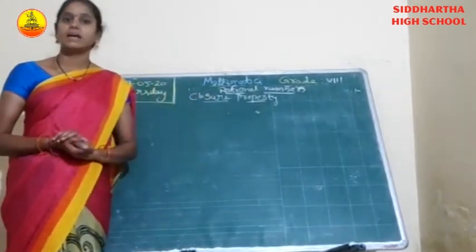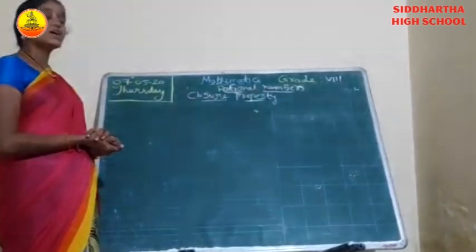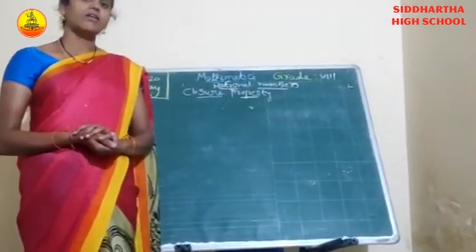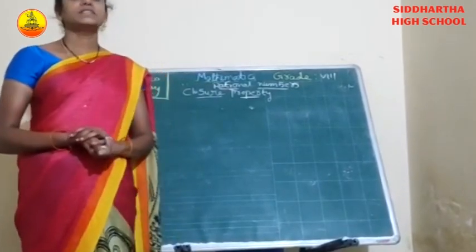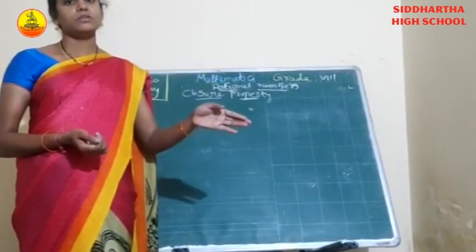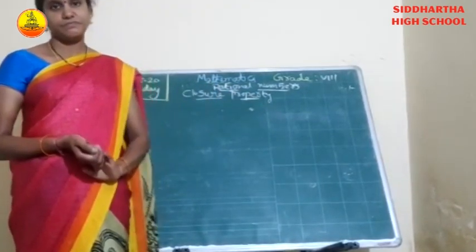Natural numbers are denoted by N. Next, what are whole numbers? All natural numbers together with 0 are called whole numbers. Whole numbers are denoted by W. The set of whole numbers is 0, 1, 2, 3, 4, 5 and so on.